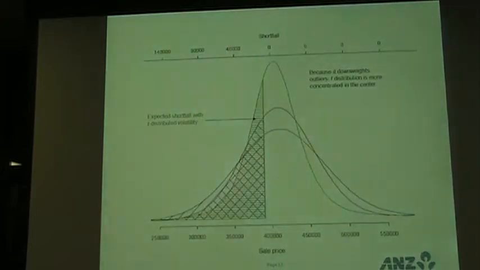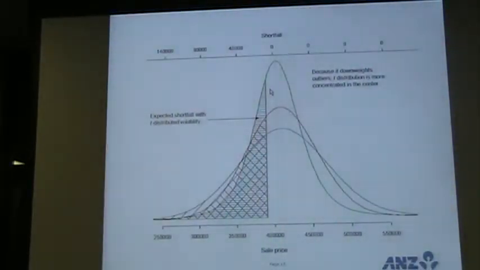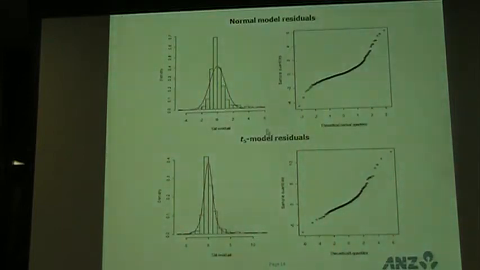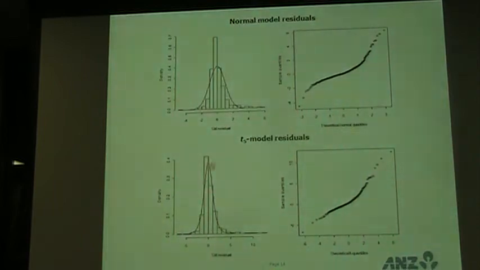And again, graphically, here's what it's doing. Because it downweights outliers, the t-distribution is more concentrated in the center, and that's basically forced my expected shortfall to be lower than it was originally. Model checking, so normal model residuals. I've got the histogram of the residuals and I superimpose what the assumed distribution should be. So for the normal model, it's pretty out of whack. For a T model, it looks much better. This is 5 degrees of freedom. I could probably get it better again if I went to, say, 4 degrees of freedom.